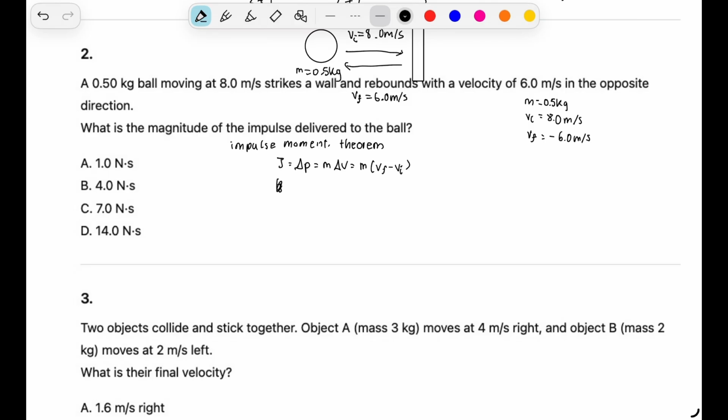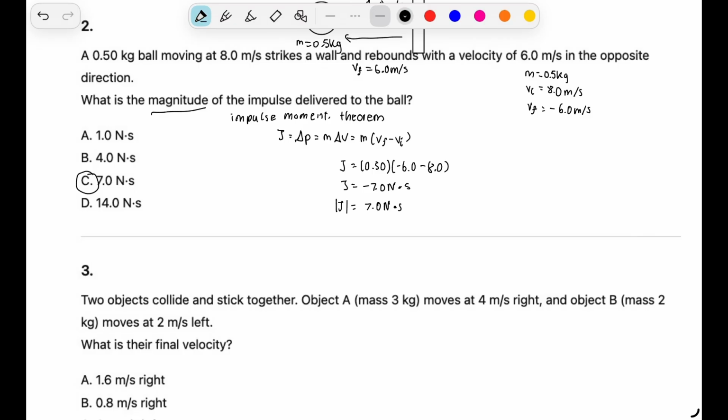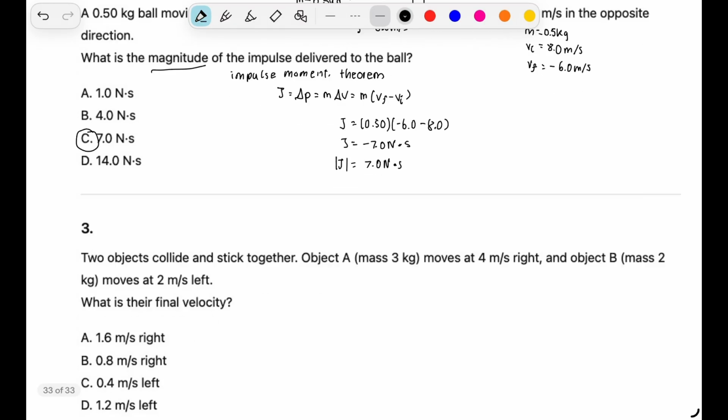You can rewrite change of v as v final minus v initial. So J is going to equal your mass, 0.5, times negative 6.0 minus 8.0. That is equal to negative 7.0 newtons times seconds. But you want the absolute value. So that's going to be 7.0 newtons times seconds, because that's what our options here. And we want the magnitude. Magnitude has no direction, no negative or positive sign.